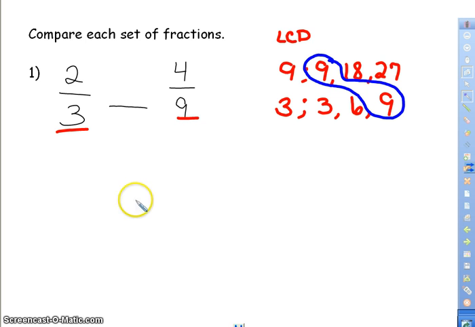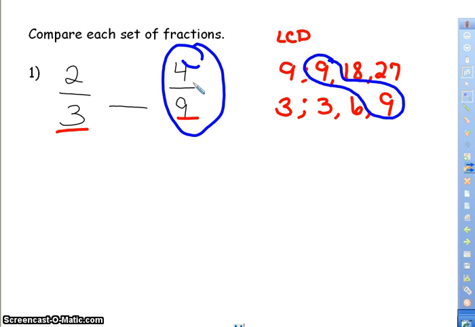Okay, now what you're trying to do is change both fractions to fractions that have a denominator of 9. And you'll notice that 4/9 already does. So I don't have to do anything with that one, but for 2/3, I'm going to have to multiply them both by whatever would give me 9 as the denominator. So 3 times what is 9? 3 times 3 is 9. And I do the same thing to the numerator, so 2 times 3 is 6.